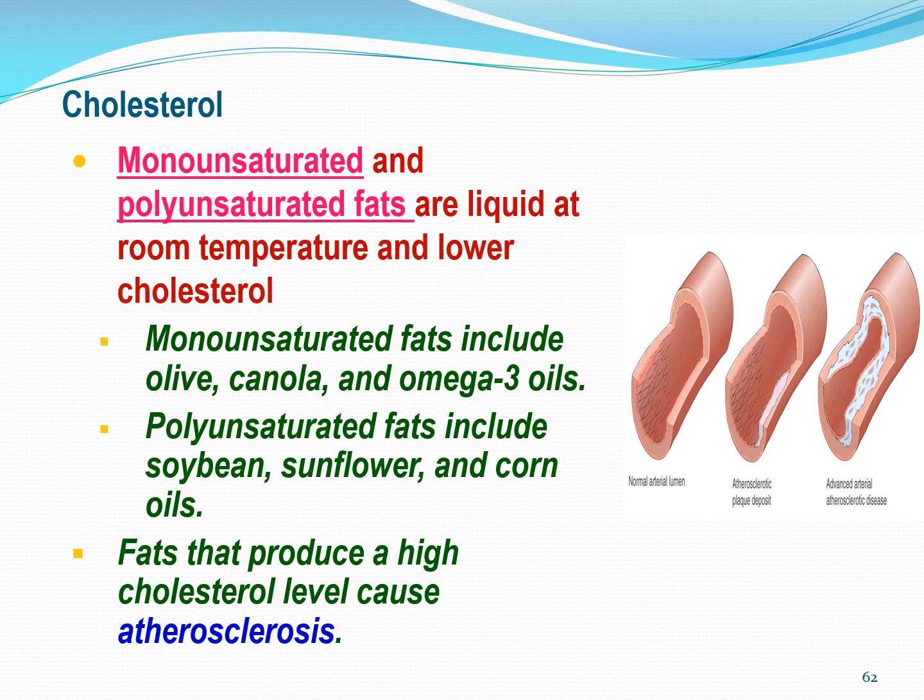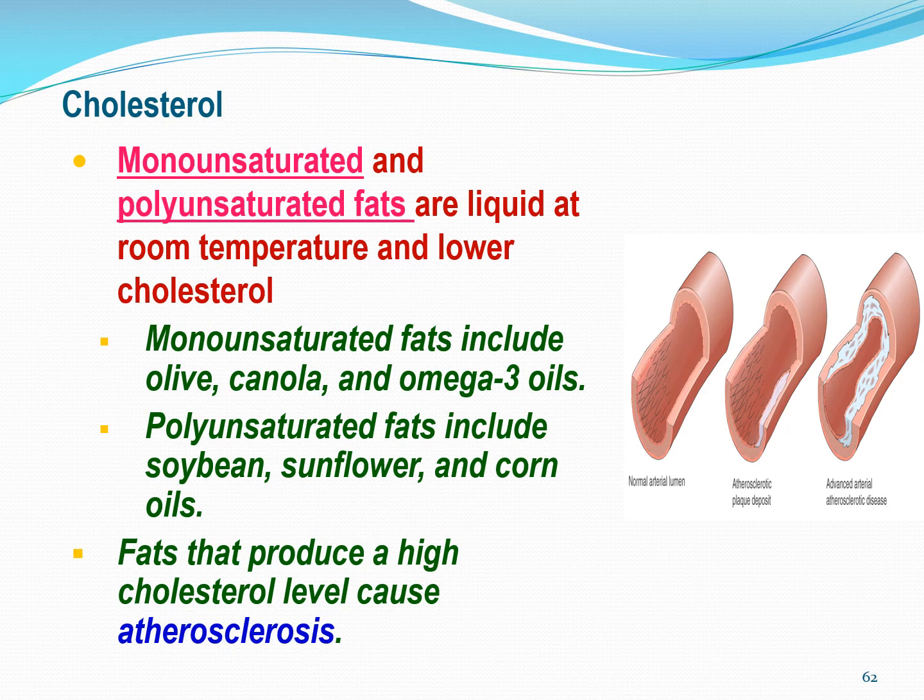Monounsaturated and polyunsaturated fats are liquid at room temperature and lower cholesterol. So that's why I talked about healthy fats, like avocado, coconut oil, olive oil. But even with that, they contain a lot of calories, right? Oils and fats contain a lot of calories, even the healthy fats. So you want to make sure you're watching that calorie in, calorie out, right? Monounsaturated fats include, like I said, olive, canola oil, omega-3 oils. Polyunsaturated fats include soybean, sunflower, and corn oils, which are all from vegetables, right?